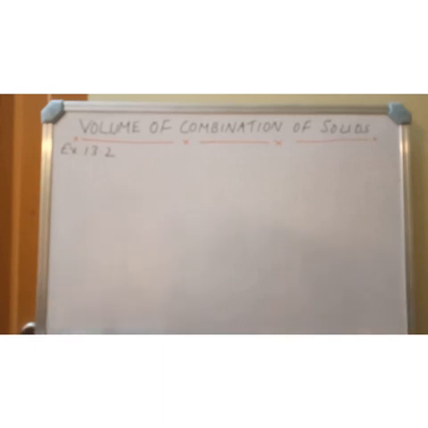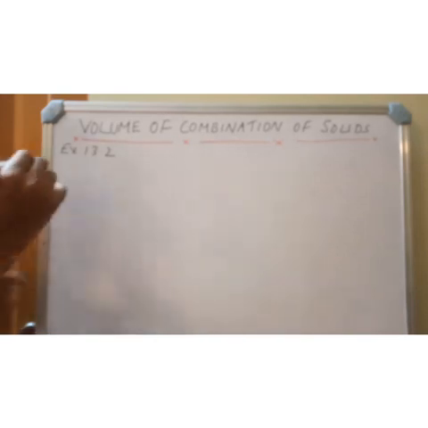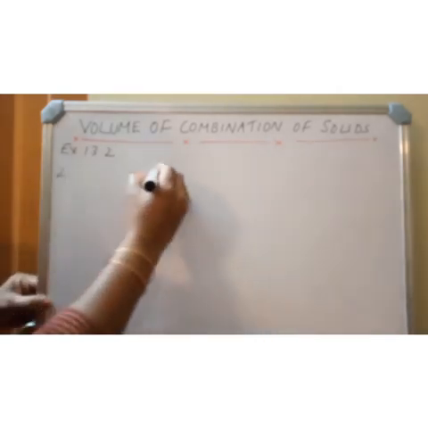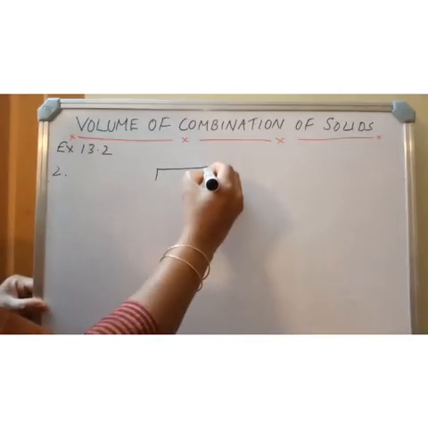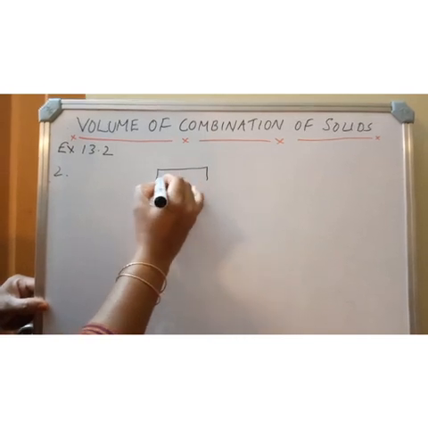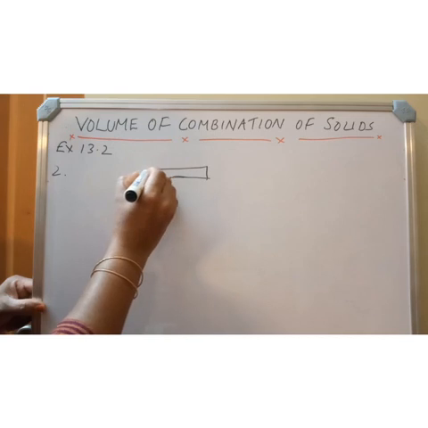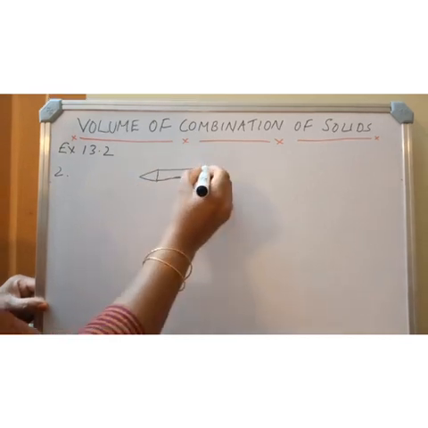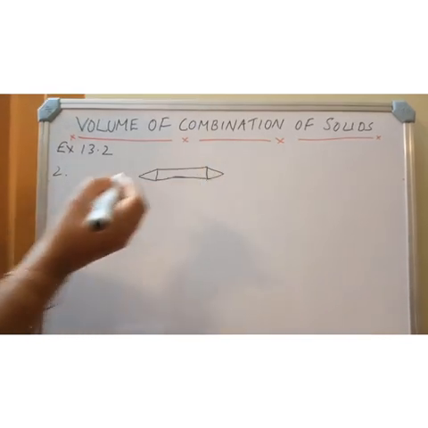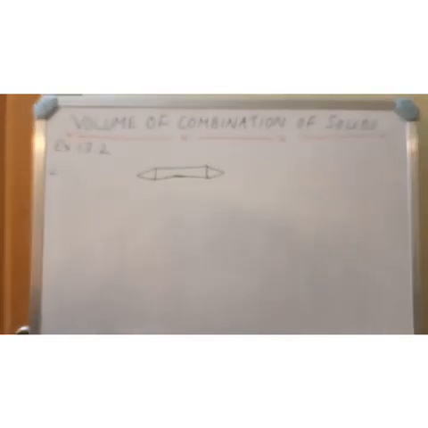So Rachel, an engineering student, was asked to make a model shaped like a cylinder with two cones attached to its ends. Okay, let us see the diagram. So the cylinder is in the middle and two cones attached to its ends. Okay, so this is the shape of this one.